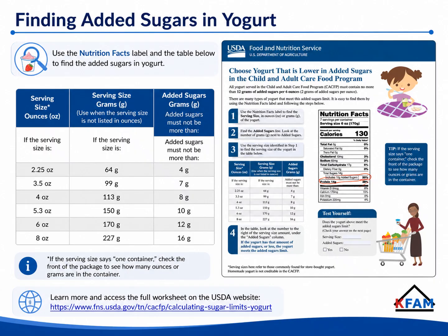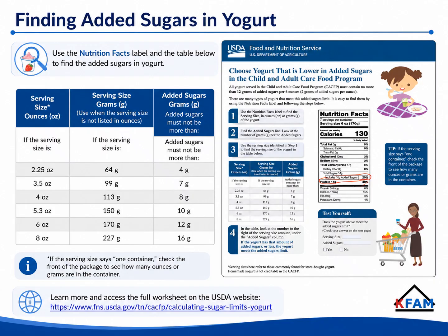This slide explains how to find added sugars in yogurt using the nutrition facts label and USDA guidance tables. To determine whether a yogurt meets CACFP requirements, first locate the serving size on the nutrition facts label. If the serving size is listed in ounces or grams, use the chart to identify the maximum amount of added sugars allowed. For example, a 2.25-ounce serving, or 64 grams, may contain no more than 4 grams of added sugars. A 3.5-ounce serving, or 99 grams, may contain no more than 7 grams of added sugars.